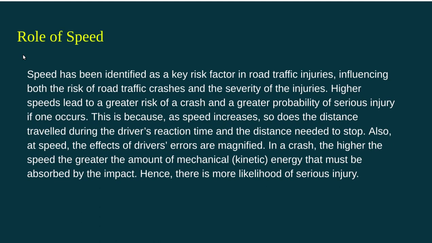So technically, this is because as speed increases, so does the distance traveled during the driver's reaction time and the distance needed to stop. Also, at speed, the effects of driver's errors are magnified, which even involves the reaction time. In a crash, the higher the speed, the greater the amount of mechanical kinetic energy that must be absorbed by the impact. Hence, there is more likelihood of serious injury in case of collision.